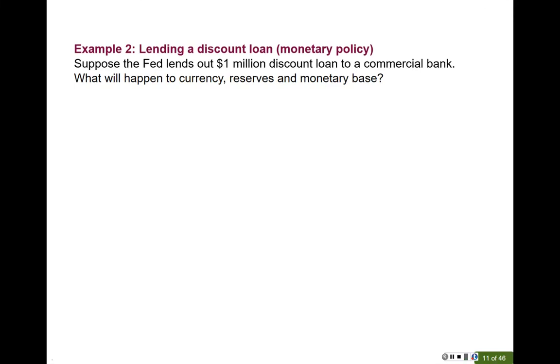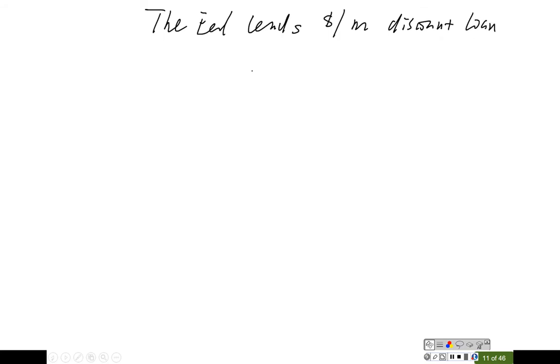So now let's look at what will happen to the currency, reserve, and the monetary base if the Federal Reserve lends a discount loan to the commercial bank. We are going to use the T account to show this. The Fed lends the $1 million discount loan to a commercial bank.